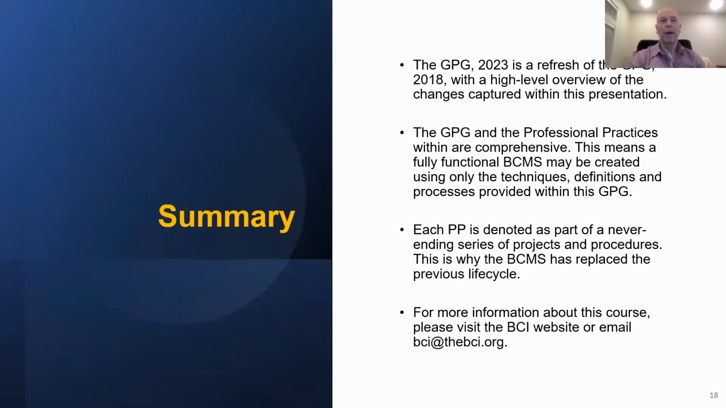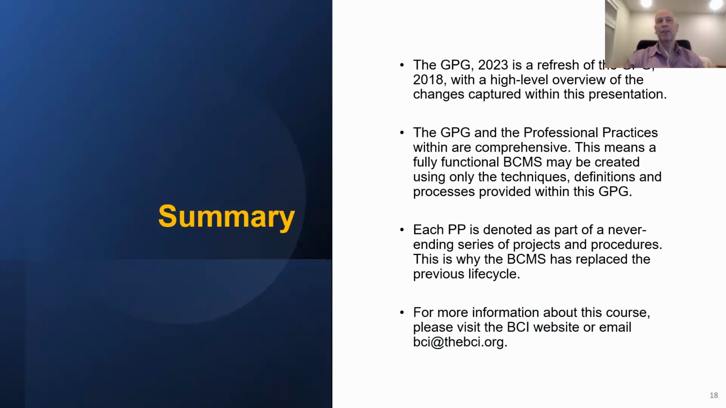And then in summary, what we've actually got is that it's a refresh of what used to be the GPG 2018. It will provide you, or the course itself, the transition will provide you with a high-level overview of the changes which have happened. You'll probably see similarities between GPG 2018 and 2023. The biggest term I suggest is on point 2 here in relation to the BCMS as a terminology that now replaces the term BCMS lifecycle.